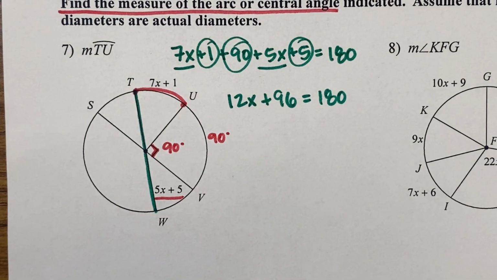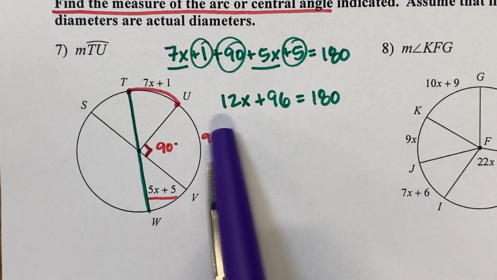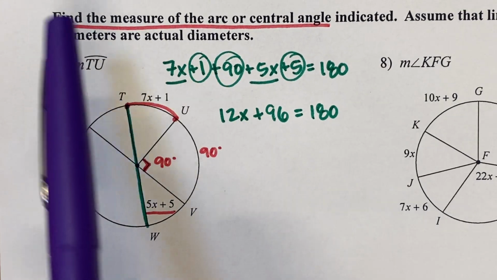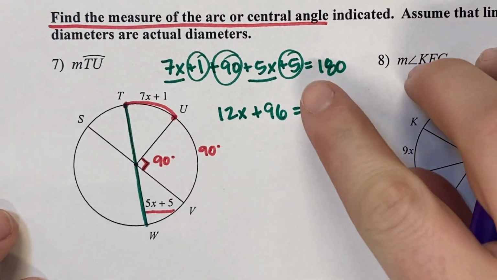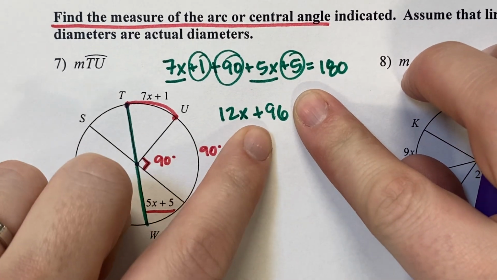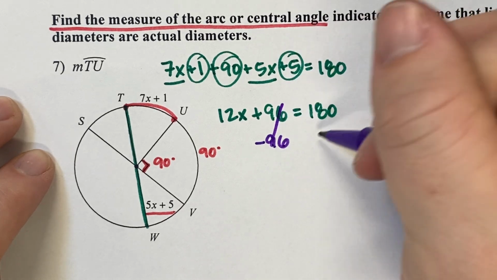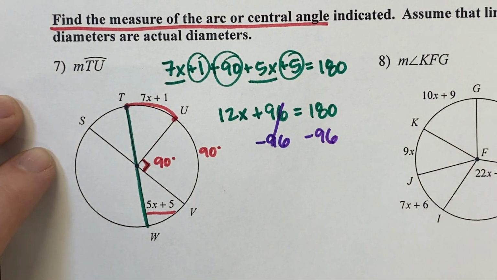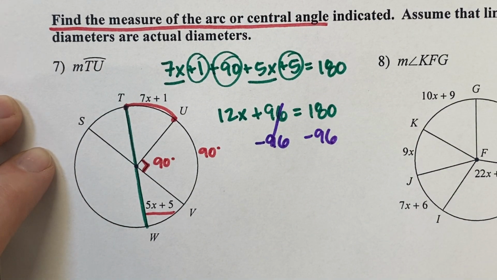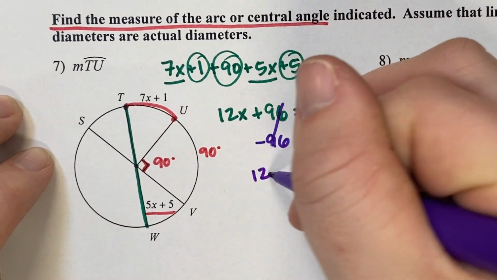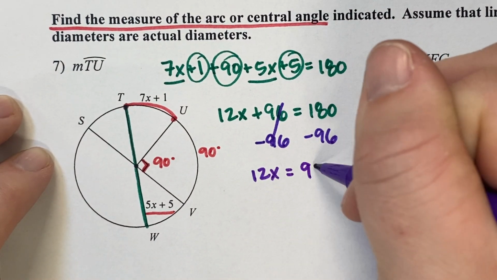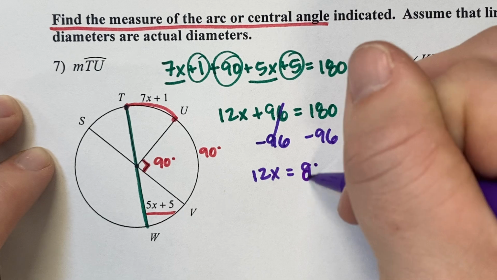Okay, now we can start solving for x. Remember, we're not actually trying to find x as our end answer. We're going to plug x back in. But I need to get rid of plus 96 first. It's going to be subtract 96 from both sides. 180 minus 96. 12x is equal to 84.